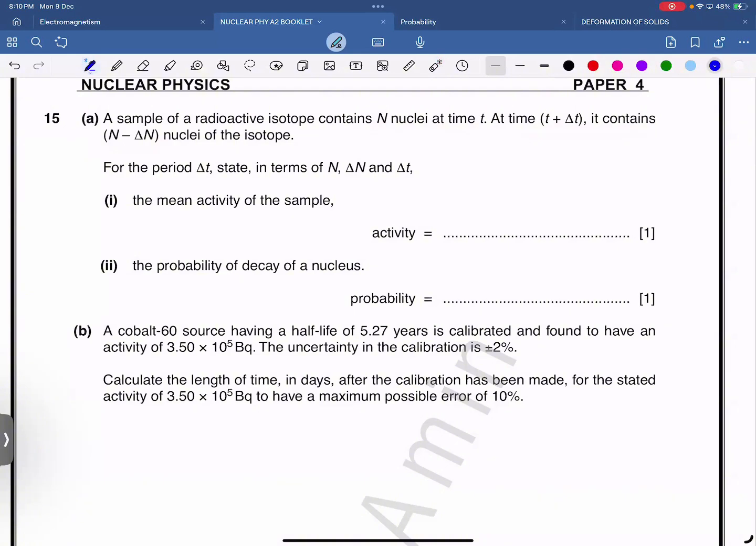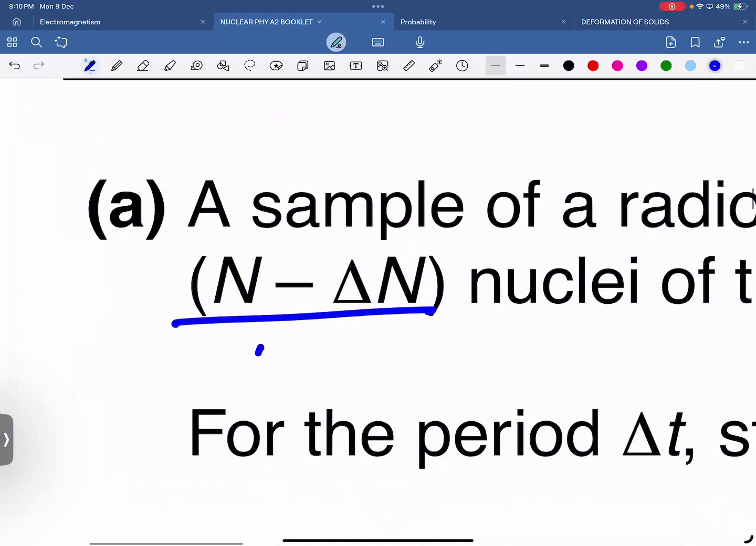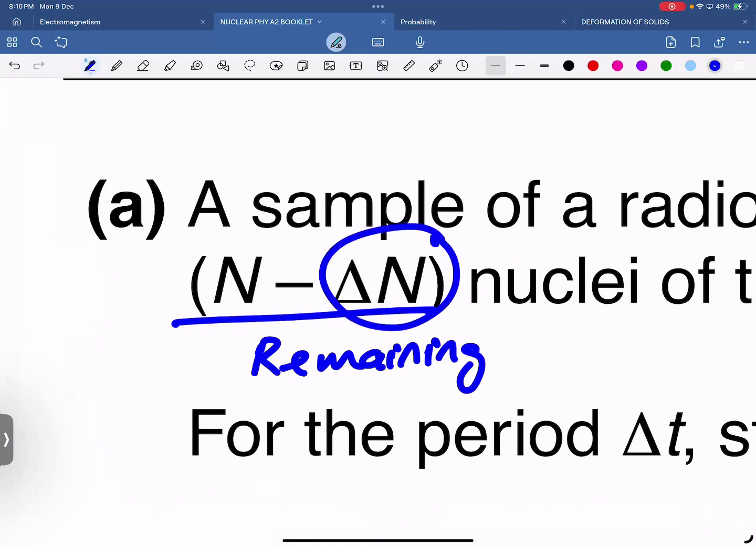They want the mean activity. So what is the activity formula? Activity is the number of nuclei decayed per unit time. How many have decayed? Delta N. Time passed how much? Delta t. My dear, these are remaining. So how many decayed? Delta N have decayed. So activity is what?